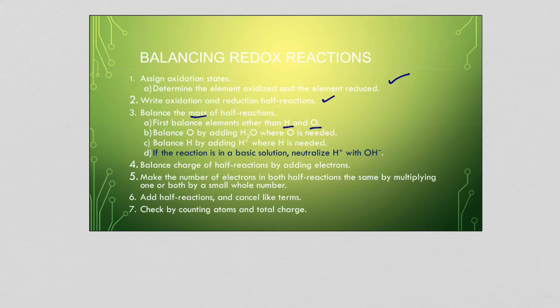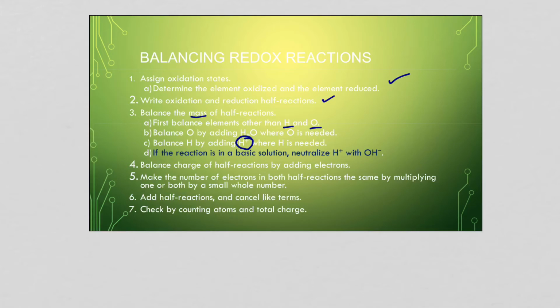Once we've balanced other elements, we then balance the oxygen by adding water. So the key is that the way we're going to balance the oxygen is to add water to the side with fewer oxygens. So if we need to add oxygen to balance with the other side, we're going to add the number of waters equivalent to the number of oxygens we need. Now, of course, by doing this, we're adding extra hydrogen as well. So then we're going to balance the hydrogen by adding H+ to the side that needs additional hydrogen. So we're going to balance oxygen by adding water, then we're going to balance hydrogen by adding H+.